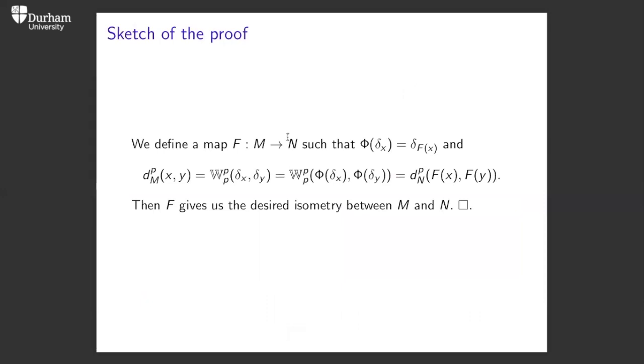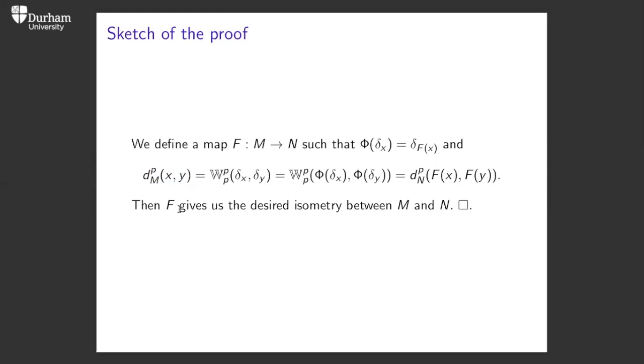And with this, I can define a map f from M to N, that simply takes phi of delta of x to f of x. And since it's an isometry at the Wasserstein space, we have this equality here. Since I had an isometric embedding of the manifold M, this distance equals the distance in M. And the same thing happens for the manifold N. So we obtain an isometry between M and N. And I'm done.